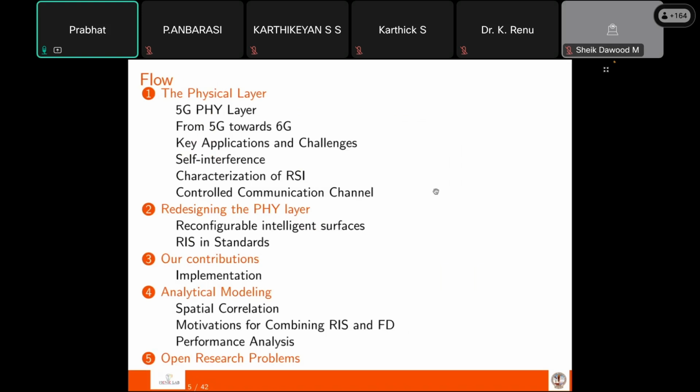So today I'll be talking about RIS and full duplex wireless communication systems, specifically the combination of RIS and full duplex communication systems. I would be giving you the background of each of these two technologies: one is the reconfigurable intelligent surface, the other is the full duplex system. I'll give you the basic idea of these two technologies, then the motivation why we should combine them, and then we'll take up one analytical problem and analyze its performance, and then I'll be discussing the open research problems.